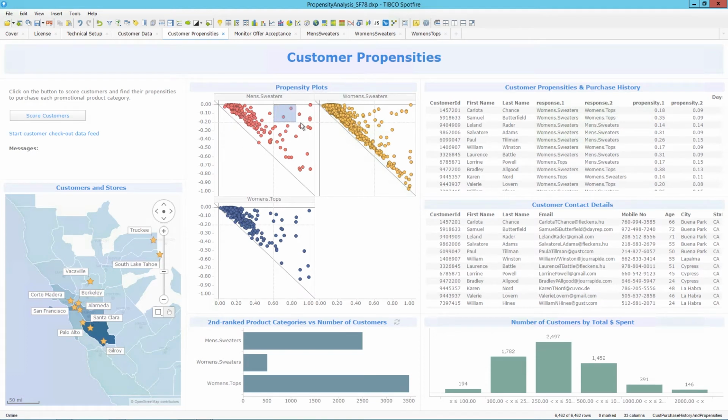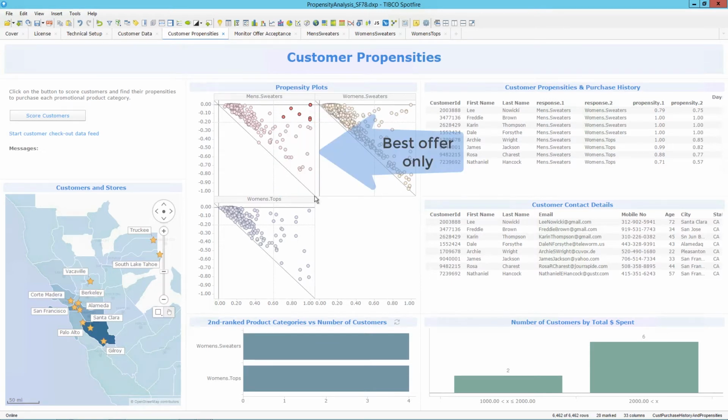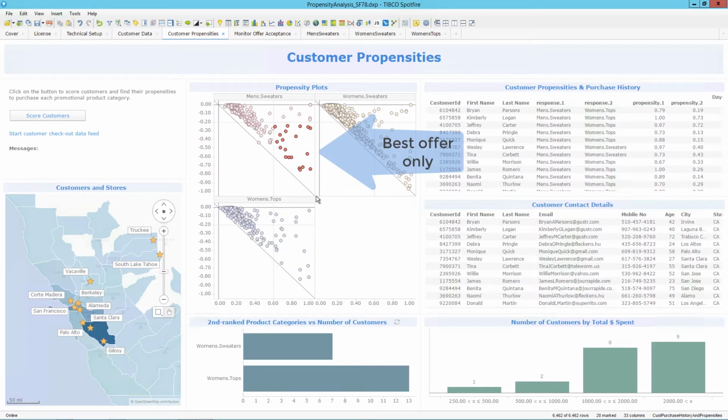With these plots, we have two regions that identify if we shall offer a customer her top product and cross-sell another, or simply offer only her top product. We have also identified customers who are unlikely to buy any of the products on offer and will not make any offers to them during the campaign.